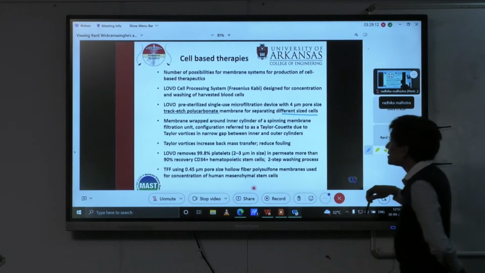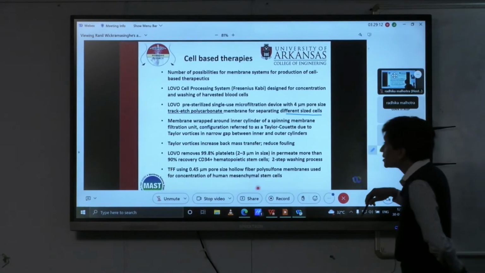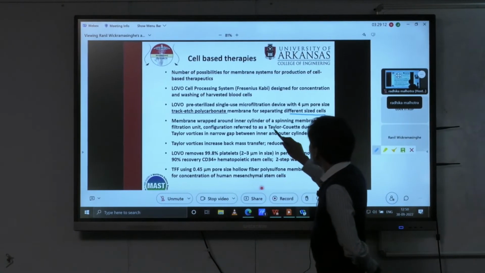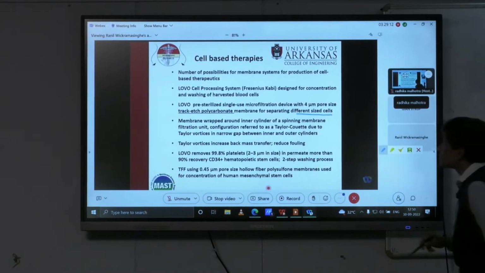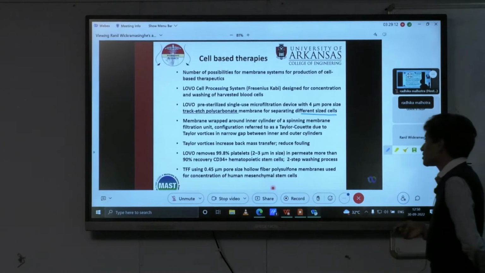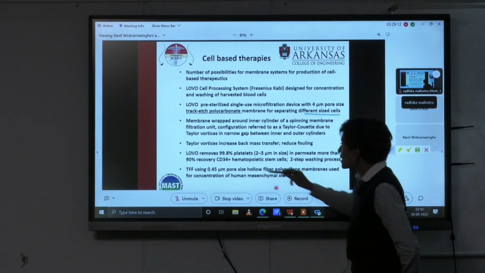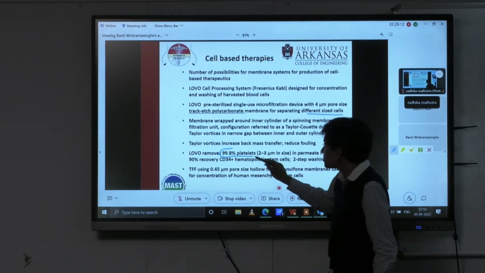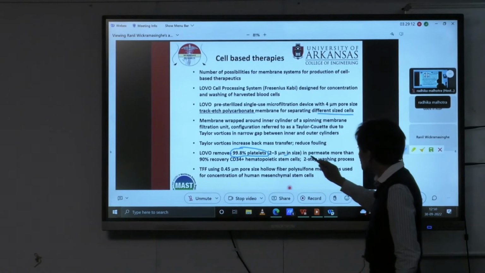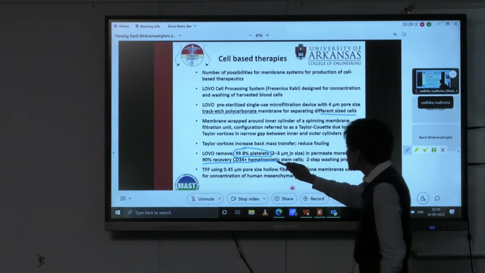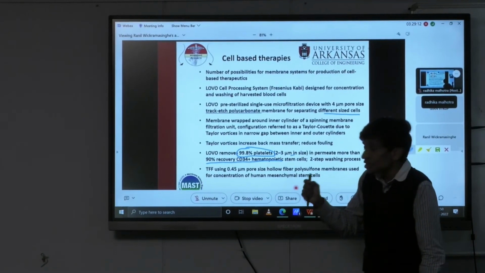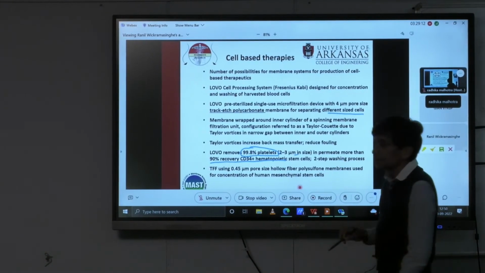The membrane is wrapped around the inner cylinder of a spinning membrane filtration unit. Centrifugation, referred to as Taylor-Couette flow, leads to Taylor vortices in the narrow gap between the inner and outer cylinders. Taylor vortices increase mass transfer, reducing fouling, and you can remove, this is what's interesting, 98.8% of platelets, 2 to 3 micron in size, in the permeate, with more than 90% recovery of CD34 positive cells. Those are actually the hematopoietic stem cells, in a two-step washing process.